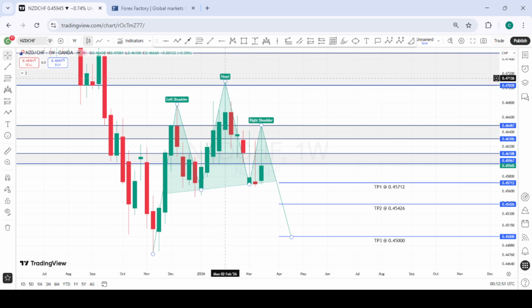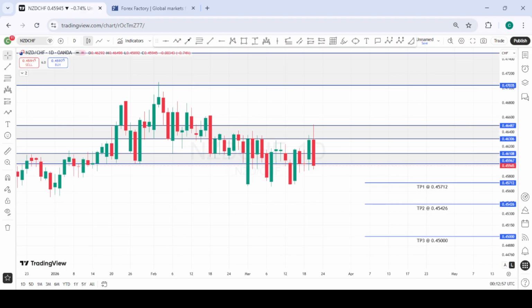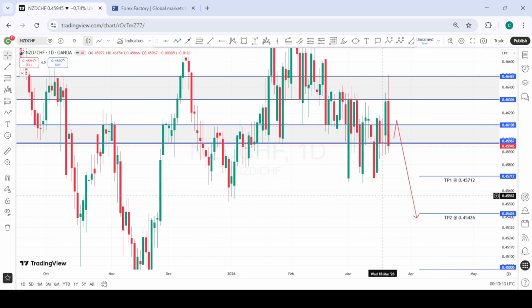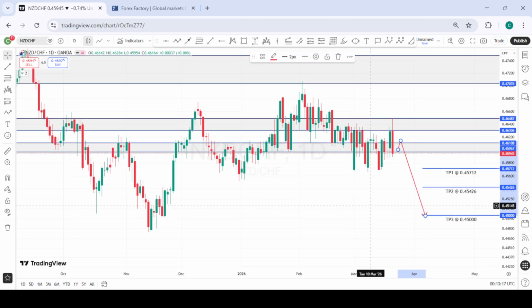So what we're going to look out for now is, we have this nice reaction from this area of interest. We are going to look out for a possible pullback into this area of interest, or should price pull back a bit higher around here, or even back to this zone, we'll still be interested in taking the sells from there to the downside. So we are very bearish on NZDCHF for the coming week.